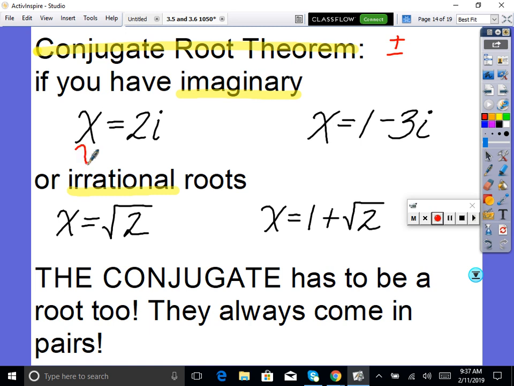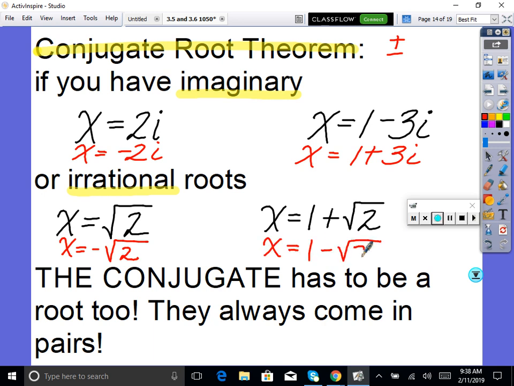So if 2i is a solution, then negative 2i must be a solution. If x equals 1 plus 3i, then x equals 1 minus 3i must be a solution, plus and minus. You guys see? You only change the sign in between. So if x equals root 2 is a solution, x equals negative root 2 is a solution. If x equals 1 plus root 2 is a solution, x equals 1 minus root 2 is a solution. Now I always have people who have a hard time with, what if this would have been a negative? The conjugate would have still been negative 1. It's just a change of sign in between.